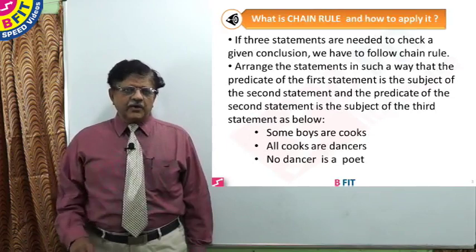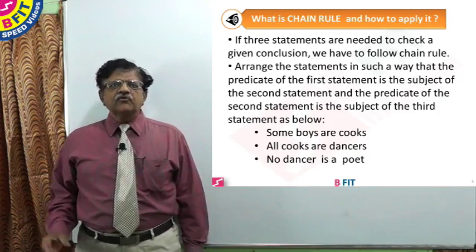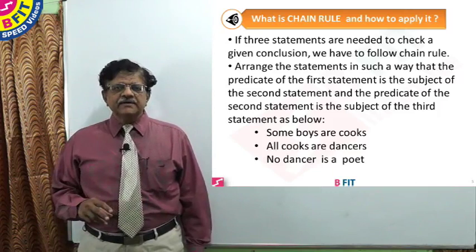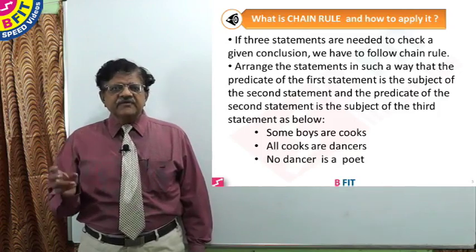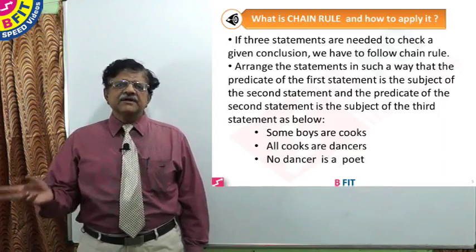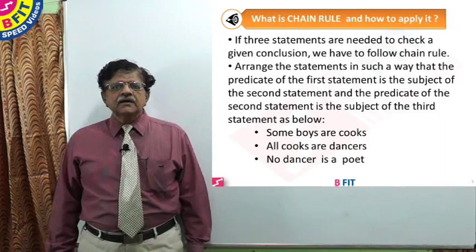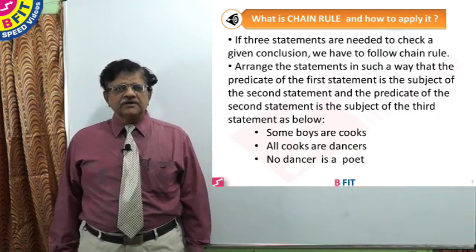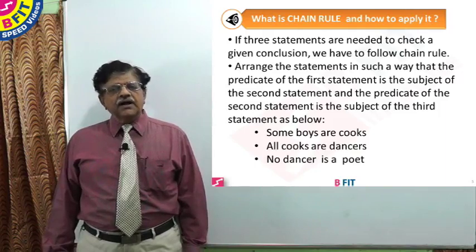If three statements are required to check a conclusion, then we have to follow the chain rule. Under the chain rule, we have to align all the three statements, namely the predicate of the first statement and the subject of the second statement must be the same, and the predicate of the second statement and the subject of the third statement must be the same. Then we can cancel and arrive at some valid conclusion. Let us see an example which will clarify what is chain rule and how to apply it.